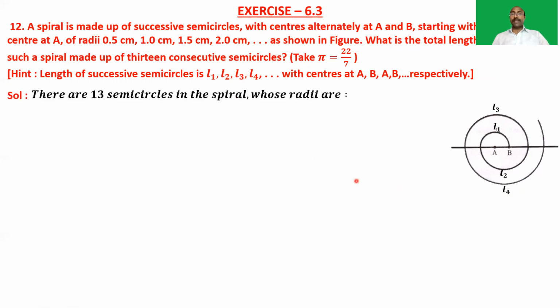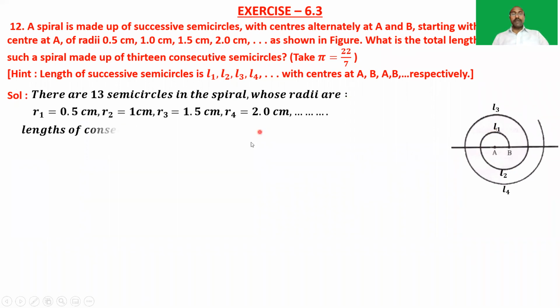So there are 13 semicircles in the spiral whose radii are: the radius of the first semicircle is R1 equal to 0.5 centimeter, the radius of the second semicircle is R2 equal to 1 centimeter, the radius of the third semicircle is 1.5 centimeters, and the fourth semicircle is 2.0 centimeters, like that. Now, the lengths of consecutive semicircles are L1, L2, L3, L4 up to L13.